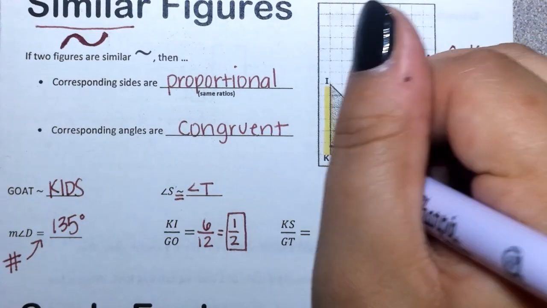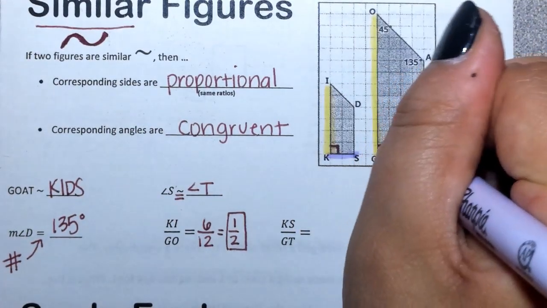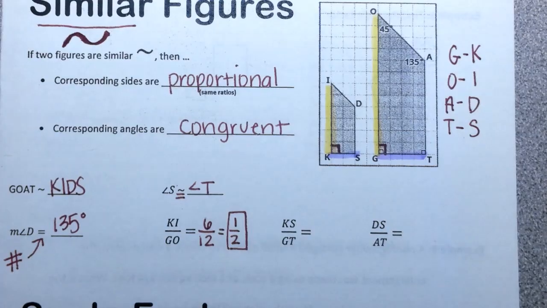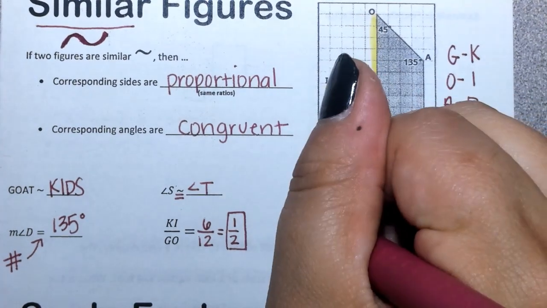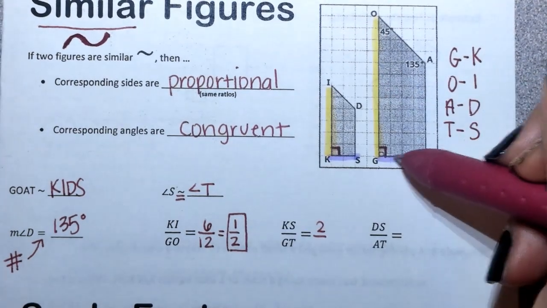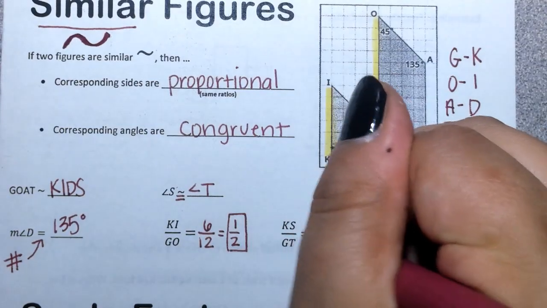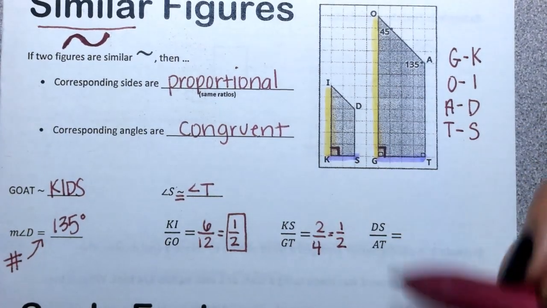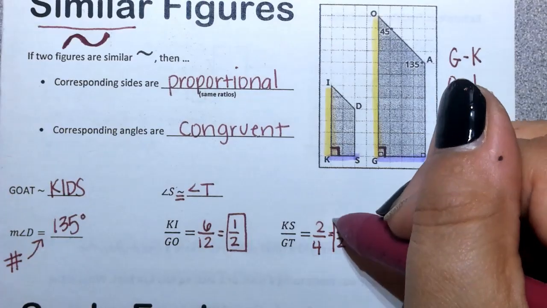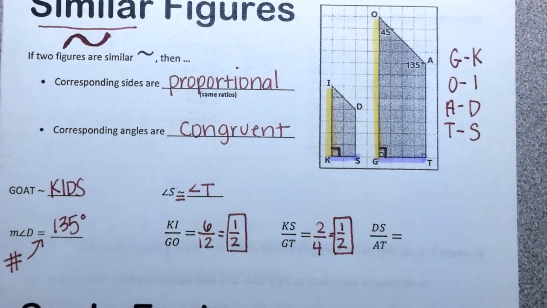What about KS over GT? How long is KS? 2. How long is GT? And what is 2 divided by 4? Be careful. 2 divided by 4. 1/2.